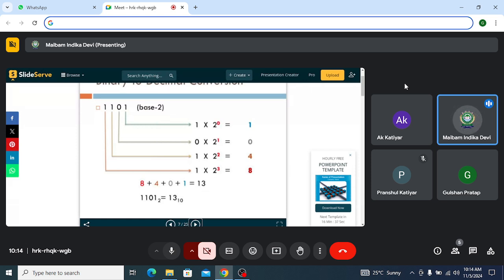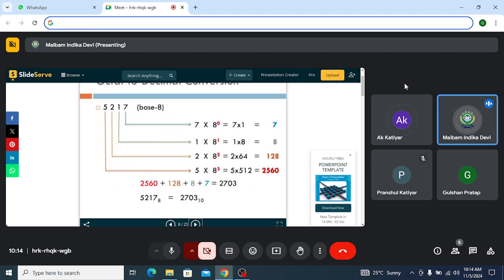Clear? If you want to note down, you can note it down, or I can share the link also. So if you want to convert from a binary number to a decimal number, you expand it and then you add the decimal values that you got, and you just get the decimal number. Now this is for binary to decimal conversion.